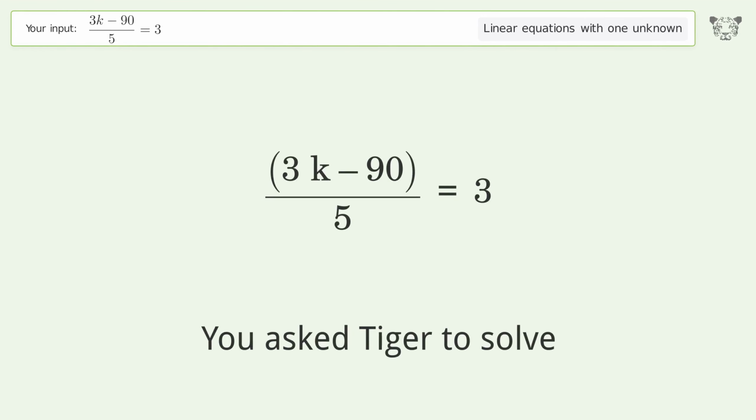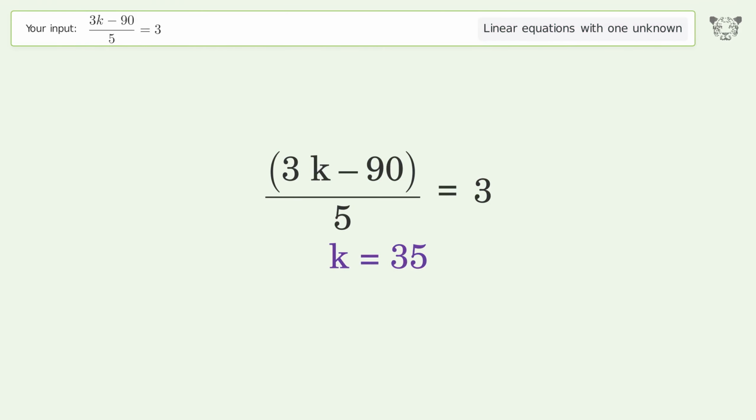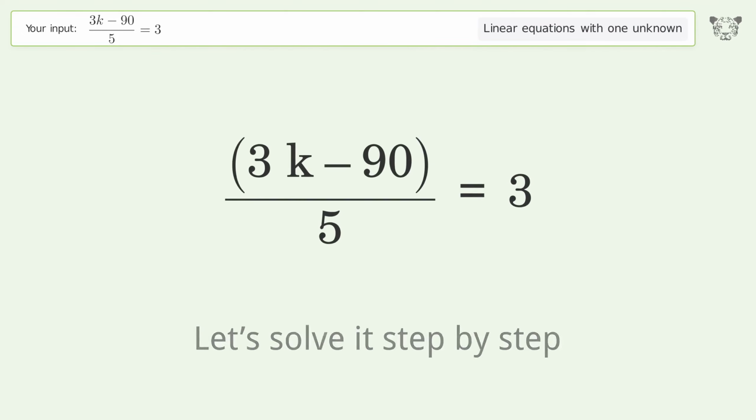You ask Tiger to solve. This deals with linear equations with one unknown. The final result is k equals 35. Let's solve it step by step.